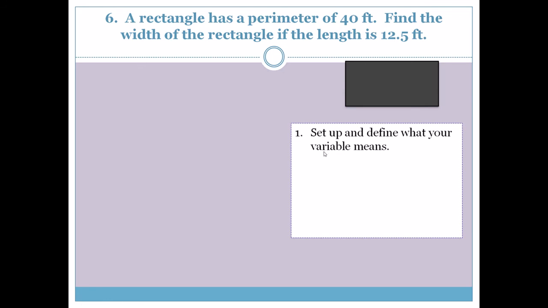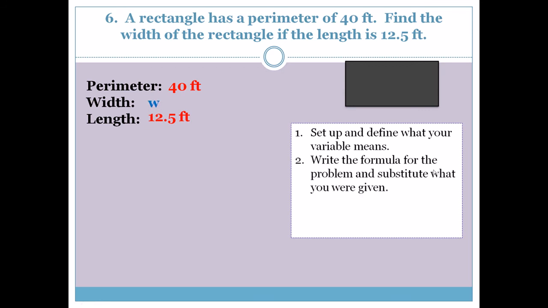Because the first step is to set up and define what your variables mean. What did they give me? They gave me a perimeter. I need to find a width. They gave me a length. So you write down what they have. I have a 40-foot perimeter. I have a 12.5 feet length, and I have a width that I don't know.